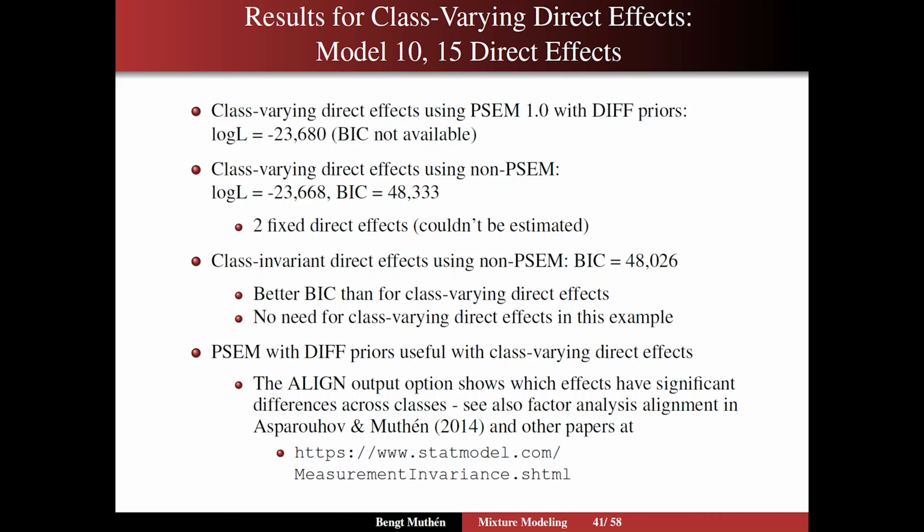However, we use this example to illustrate psum with diff priors because that is useful in situations where we do have class varying direct effects. And we're going to take a look at the align option in the output, which shows which effects have significant differences across classes. That's drawing on the ideas of factor analysis alignment across groups in this 2014 paper and other papers listed at the measurement invariance section of the Mplus website.